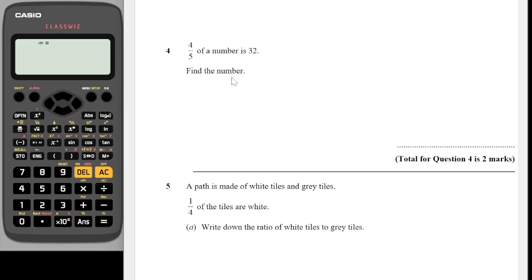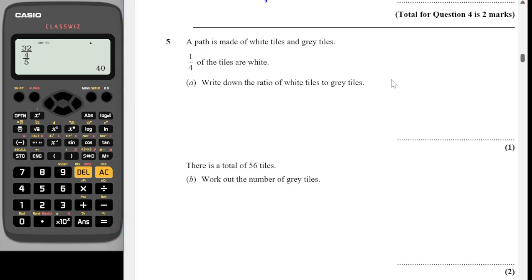Okay, question 4. 4/5 of a number is 32. Find the number. So in effect, what we've done is x times 4/5 is equal to 32. Probably the most straightforward way is to say that x is going to be equal to 32 divided by 4/5. And we can type that in on our calculator, fraction 32 divided by, or over, 4/5. So our original number would have been 40, keeping it nice and simple.